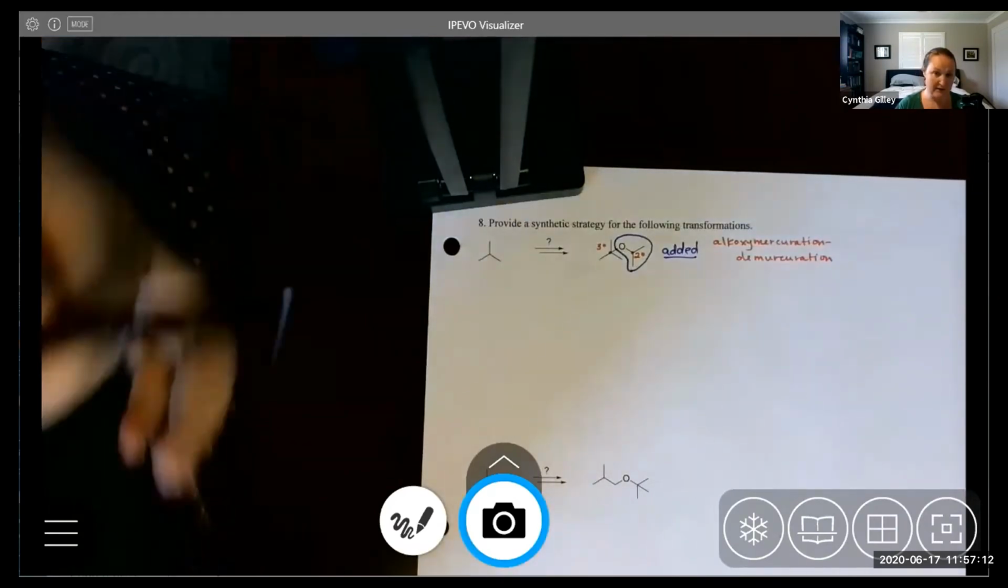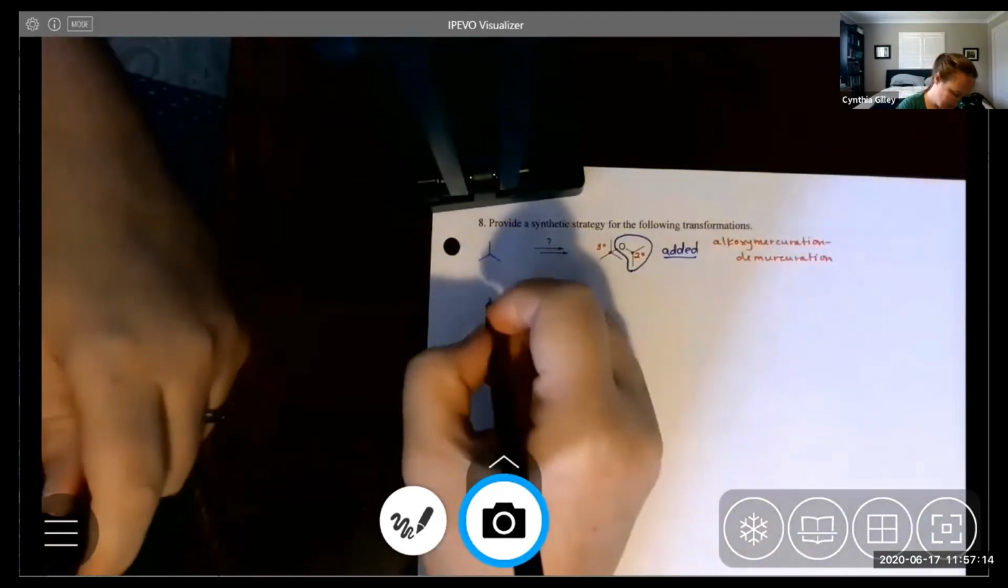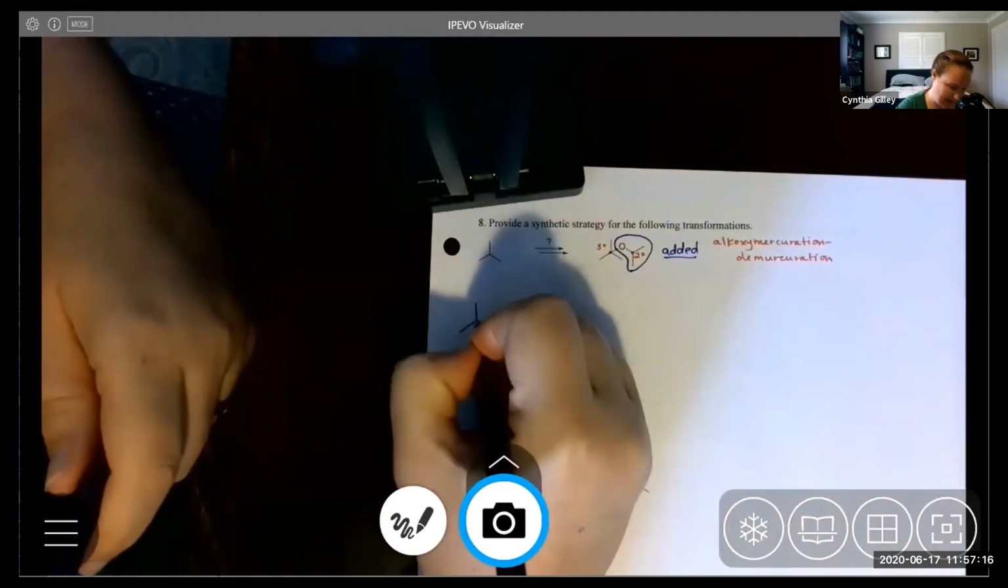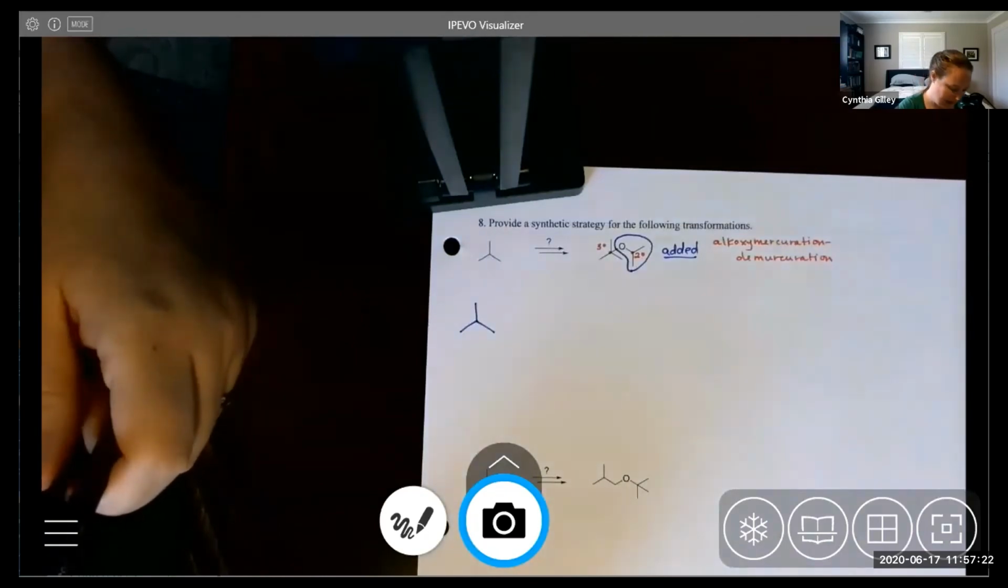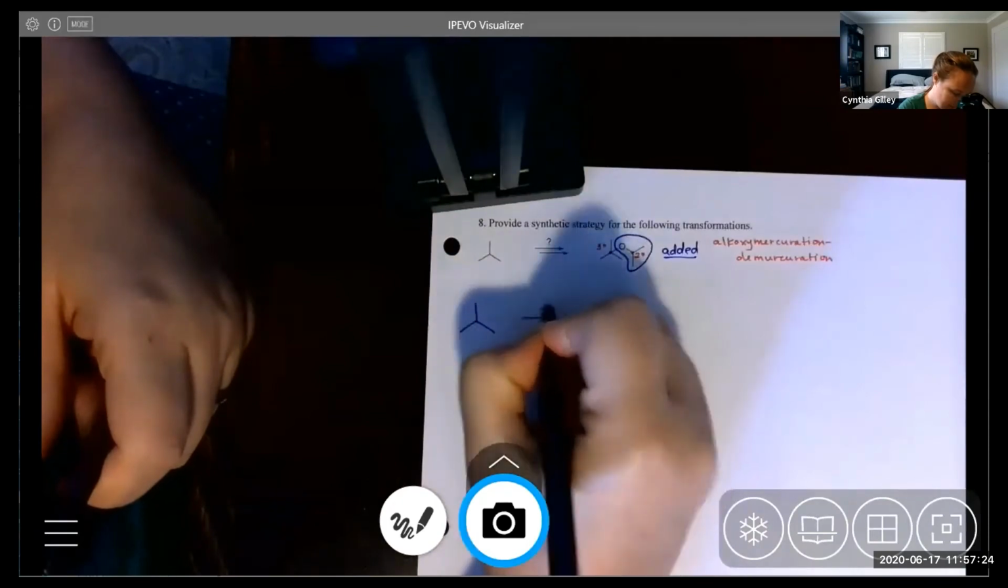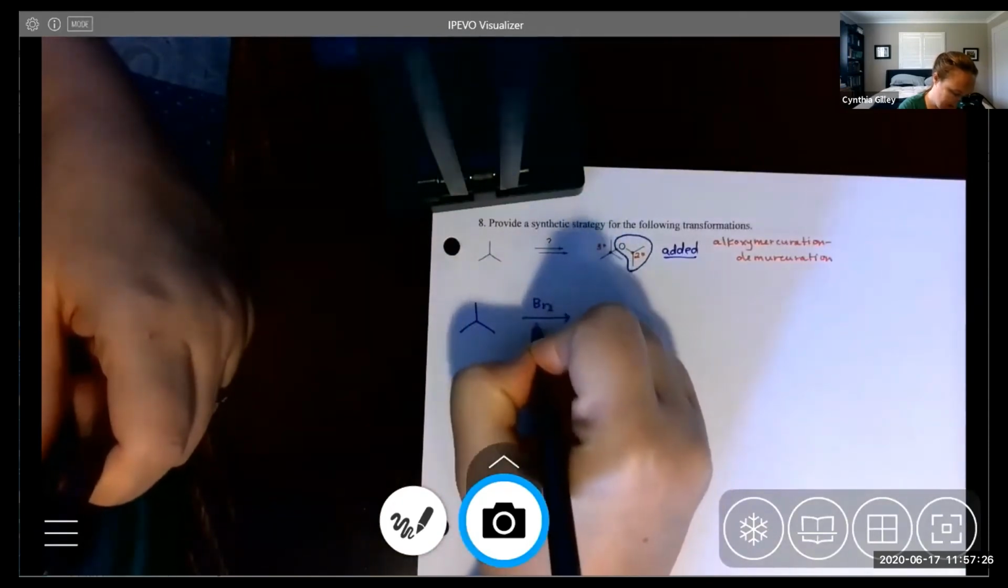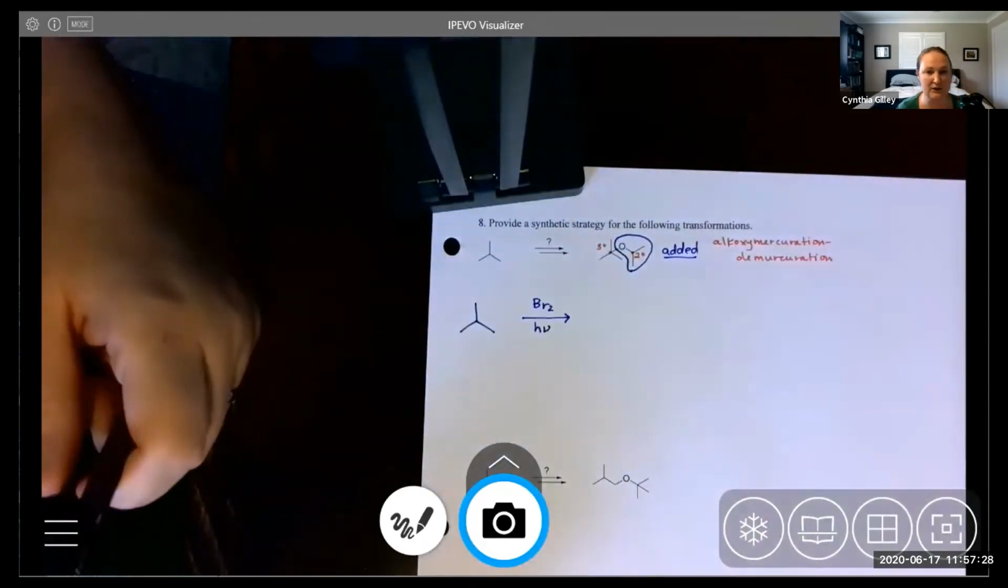Okay, so then starting in the forward direction, we start with our alkane. Remember that there's only one reaction you can do with alkanes. When you start with an alkane, your first choice has to be a radical halogenation reaction.